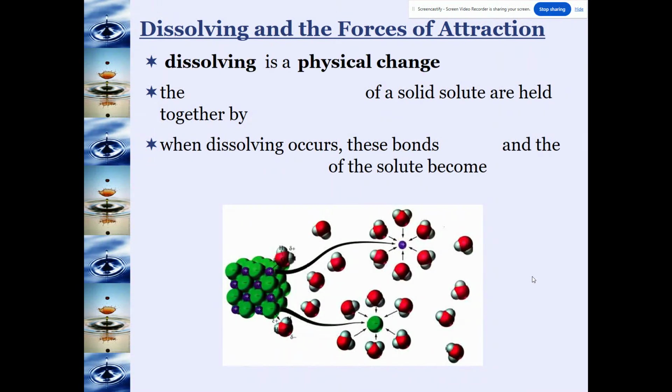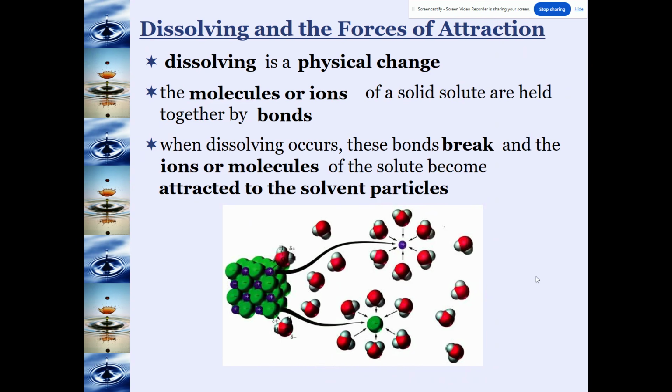So first of all, dissolving is not a chemical change. Dissolving is actually a physical change, which means it's easily reversible, okay? We're not changing our substances. We're not making new substances. All we're doing is breaking apart the bonds that either hold the ionic crystal lattice together or the intermolecular forces that hold a molecule together, okay?